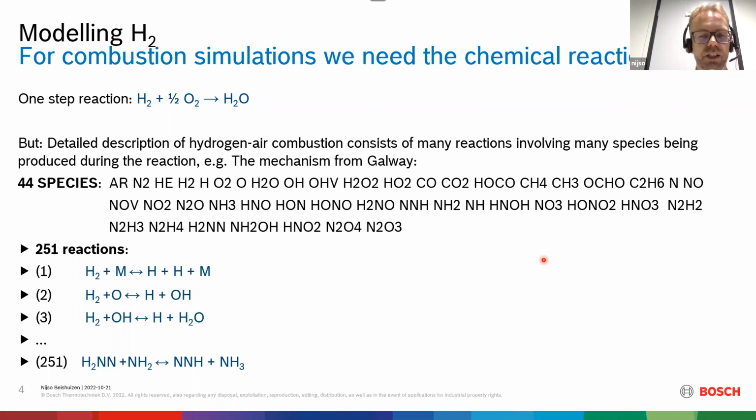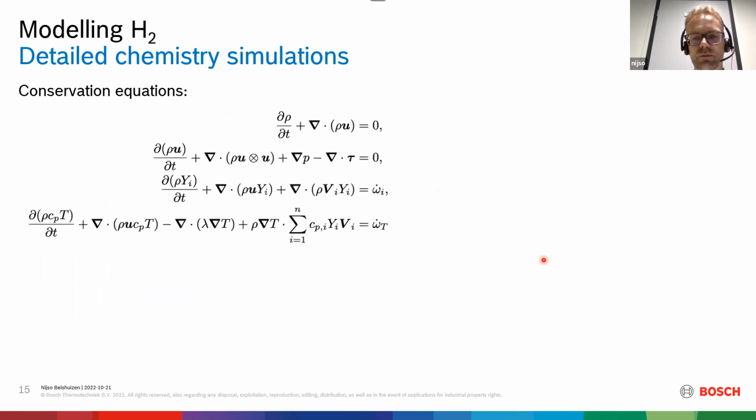So as an example, this hydrogen mechanism from the University of Galway has 44 species, 251 reactions. The number of species determine the number of transport equations, and the number of reactions determine the production and consumption source terms in these equations. So that means, compared to just solving the Navier-Stokes equations, a huge increase in the number of transport equations that need to be solved in case of detailed chemistry solutions.